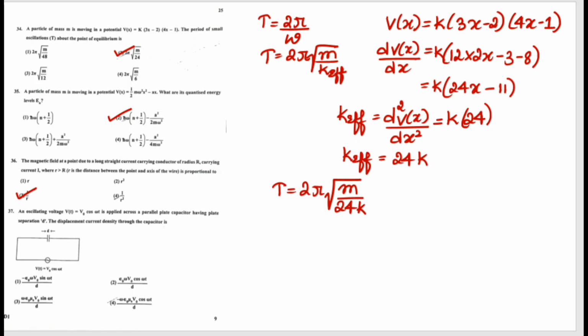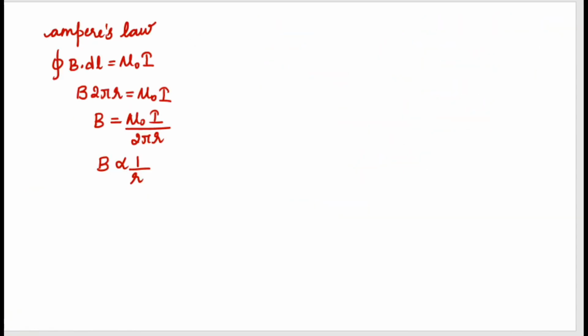What does the next question say? An oscillating voltage V of t, which is equal to V naught cos of omega t, is applied across a parallel plate capacitor having plate separation d. The displacement current density through the capacitor is. So they have asked you about the displacement current density. Yes, we shall solve this problem. Let us start. What they have given is V of t equal to V naught cos of omega t. What we need to find is the displacement current density.